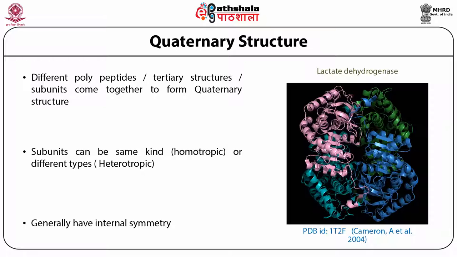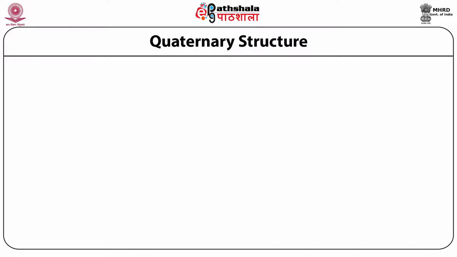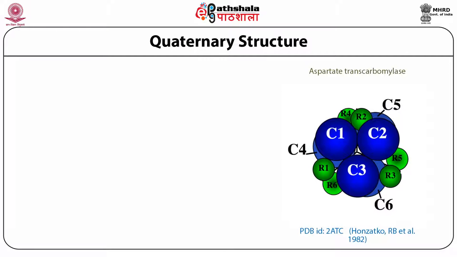An example is hemoglobin, but here in the example I have shown you lactate dehydrogenase, which is a heterotropic quaternary structure. Another example of quaternary structure is aspartate transcarbamylase. Aspartate transcarbamylase is a very complex structure where you have 6 catalytic units and 6 regulatory units. The catalytic units form trimers and regulatory units form dimers, and the regulatory units come and interact between the two trimers.